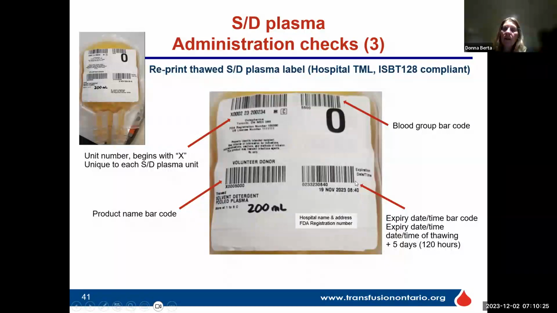And then the expiry date barcode, and actually the written expiry date, appears here, and it is the date and time of thawing plus 5 days or 120 hours. So in this example, this unit of SD plasma was thawed on November 14th at 8:40.